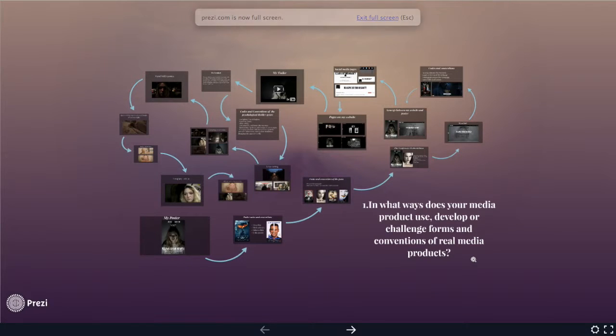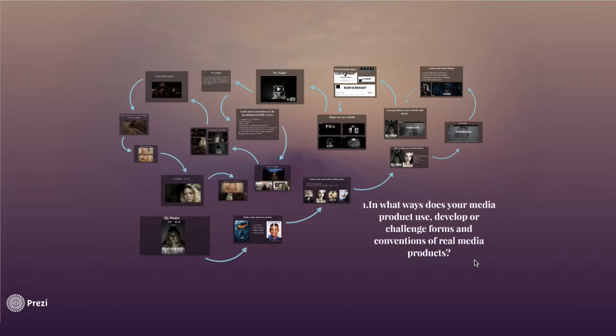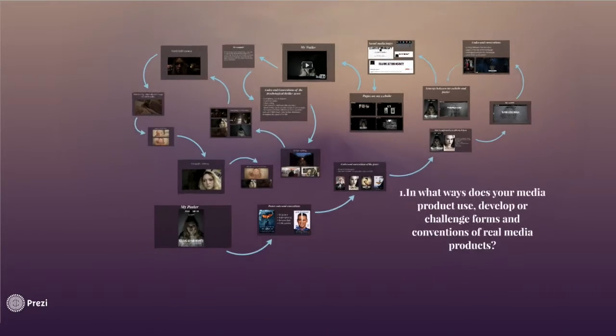This is question 1 of my evaluation. In what ways does your media product use, develop, or challenge forms and conventions of real media products? First of all, I'm going to talk about my poster.